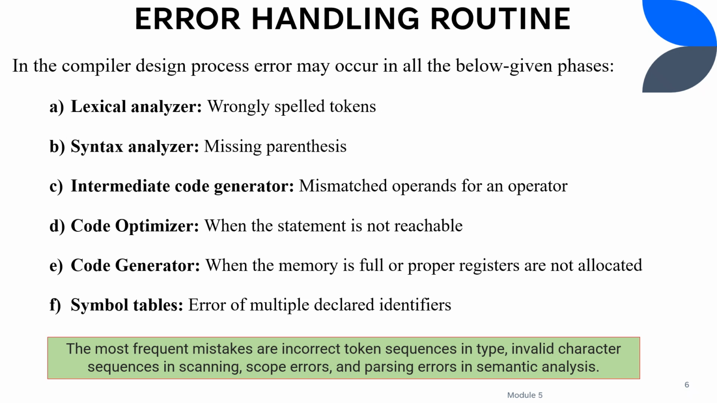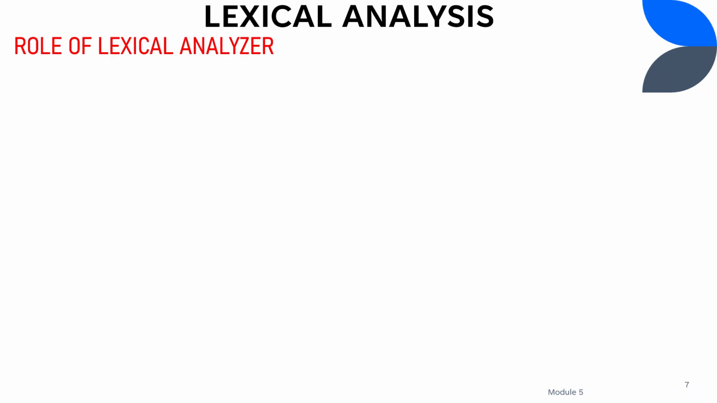The most frequent mistakes are incorrect token sequences in type, invalid character sequences in scanning, scope errors, and parsing errors in semantic analysis. So maximum errors are encountered either in the lexical analysis phase, syntax analysis phase, semantic analysis, or code optimization. The remaining steps will not be encountering errors much.